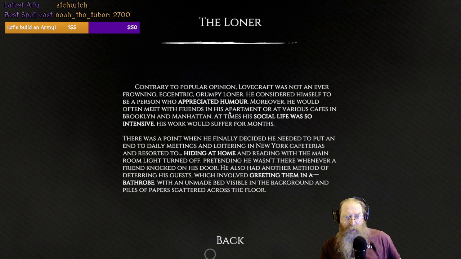Contrary to popular opinion, Lovecraft was not an ever-frowning, eccentric, grumpy loner. He considered himself to be a person who appreciated humour. Moreover, he would often meet with friends in his apartment or at various cafes in Brooklyn and Manhattan. At times, his social life was so intensive his work would suffer for months.